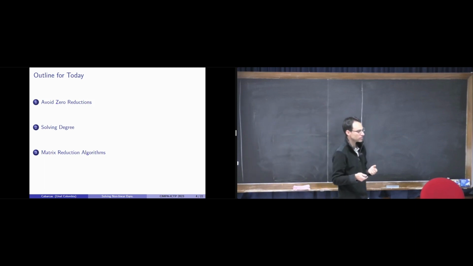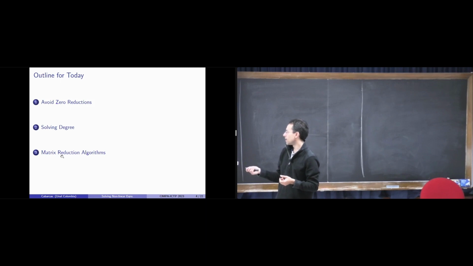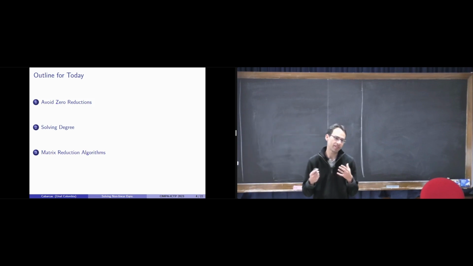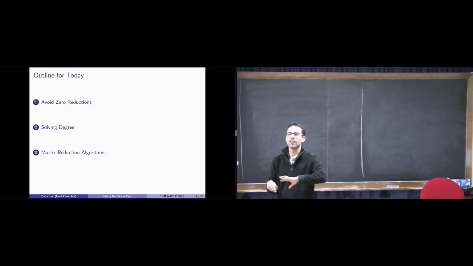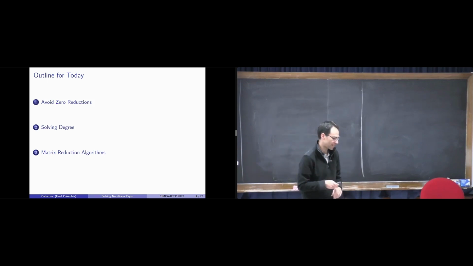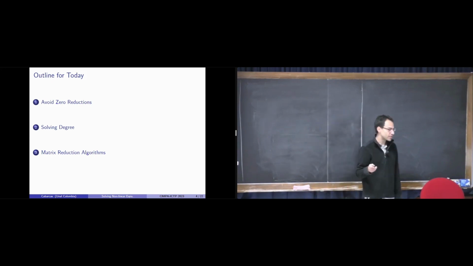And finally, we will talk a bit about matrix reduction algorithms and what role they play, and maybe about other ways to solve these equations. If, for instance, you have a small field, it makes sense to do something hybrid where you guess part of the solution. Things like that are possible. So that last part will cover a few other topics. But let's start now with how to avoid zero reductions.